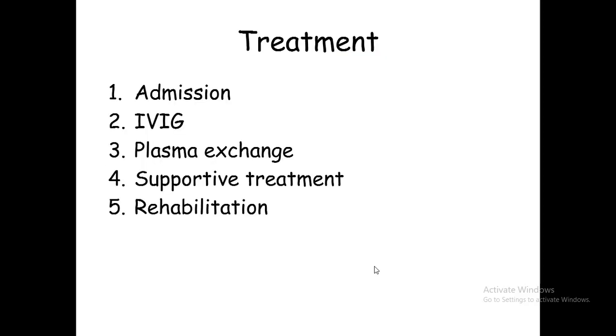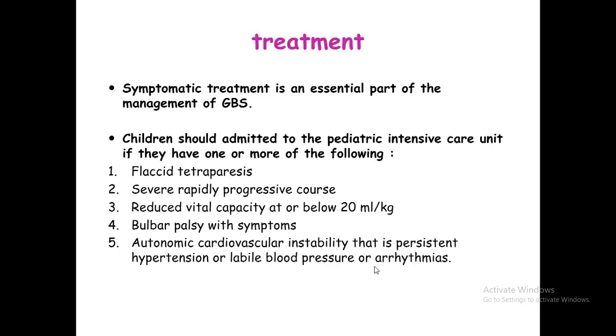The treatment, first of all, we are dealing with acute flaccid paralysis. For any case, we have to admit the child because it is an emergency case. Second, you can give either IV immunoglobulin or plasma exchange. The third, and actually the most important thing, is the supportive treatment and the rehabilitation. You have to treat the child symptomatically. You have to treat the pain.